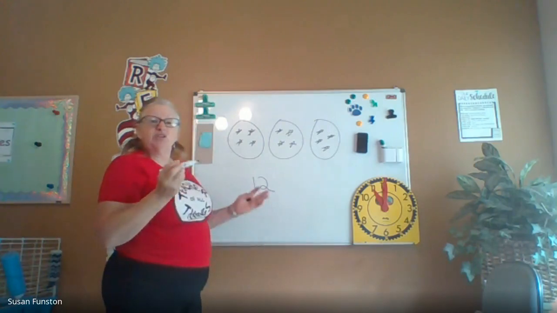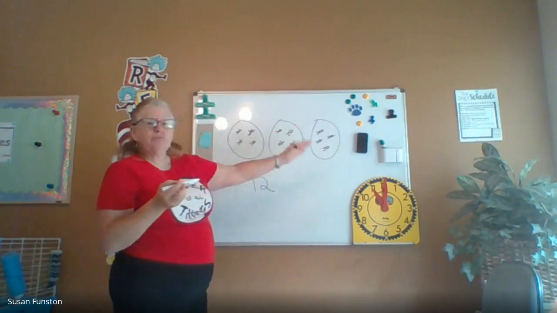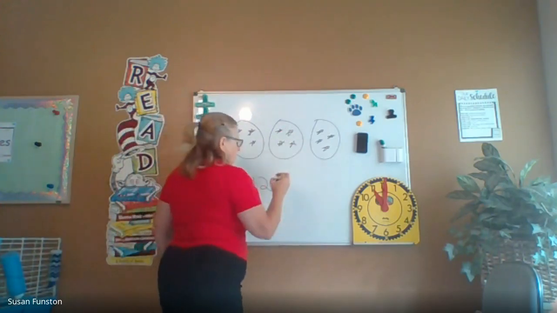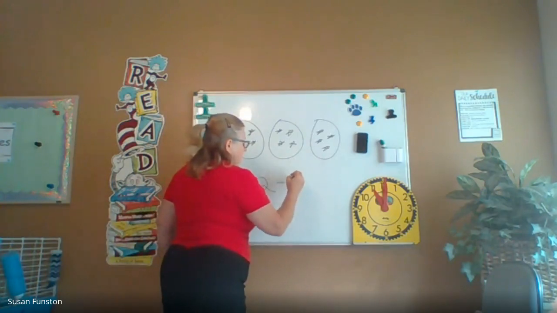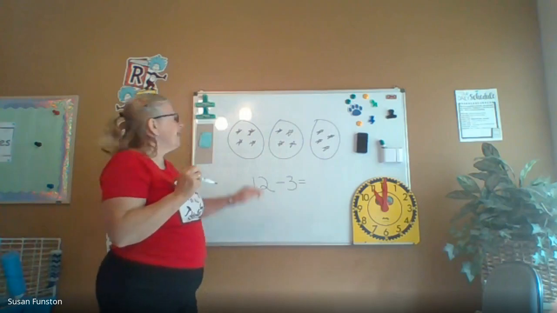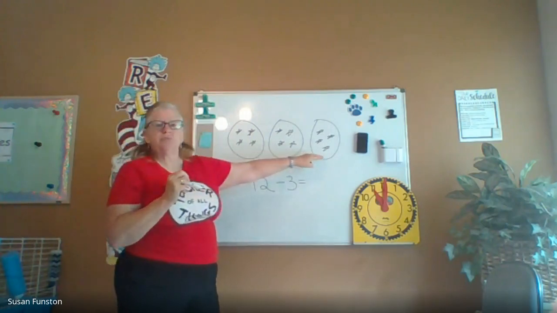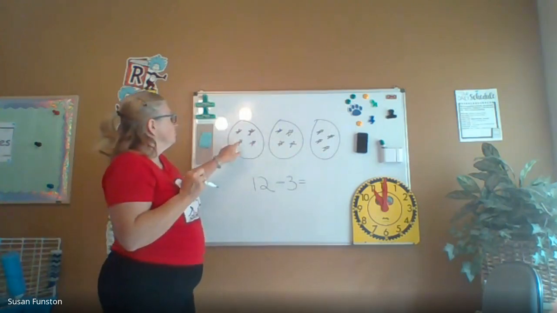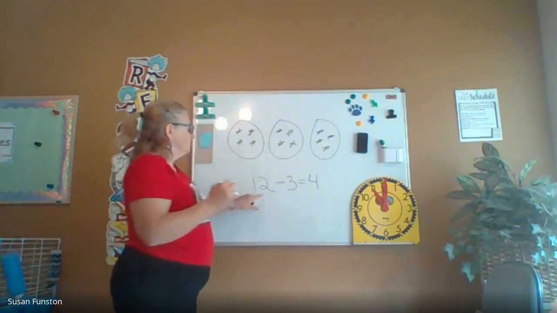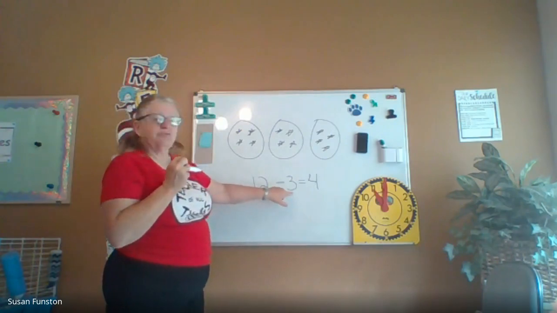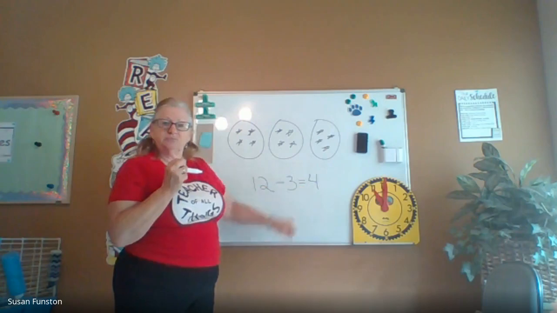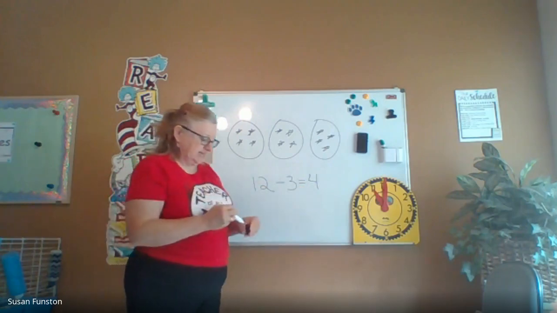And then we divided them into groups. How many groups did we divide them into? 1, 2, 3. And then our answer is going to tell us how many stars we have in each group. So we have 1, 2, 3, 4. So we took 12 stickers, we divided them into 3 groups, and we ended up with 4 stickers in each group. Make sense?